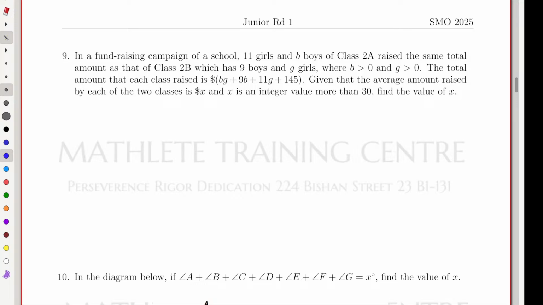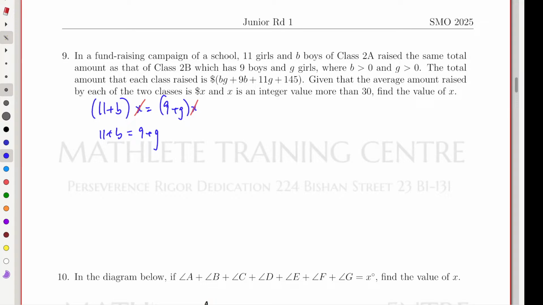So that means that if you look at it, (11 girls plus B boys) of the first class times X is the same as (9 boys plus G girls) of the second class times X. These two are the same thing, so we can remove them. That means 11 plus B is 9 plus G. Okay, that's very interesting. But now what they ask you to do is that the total amount that each class raised is going to be this value.